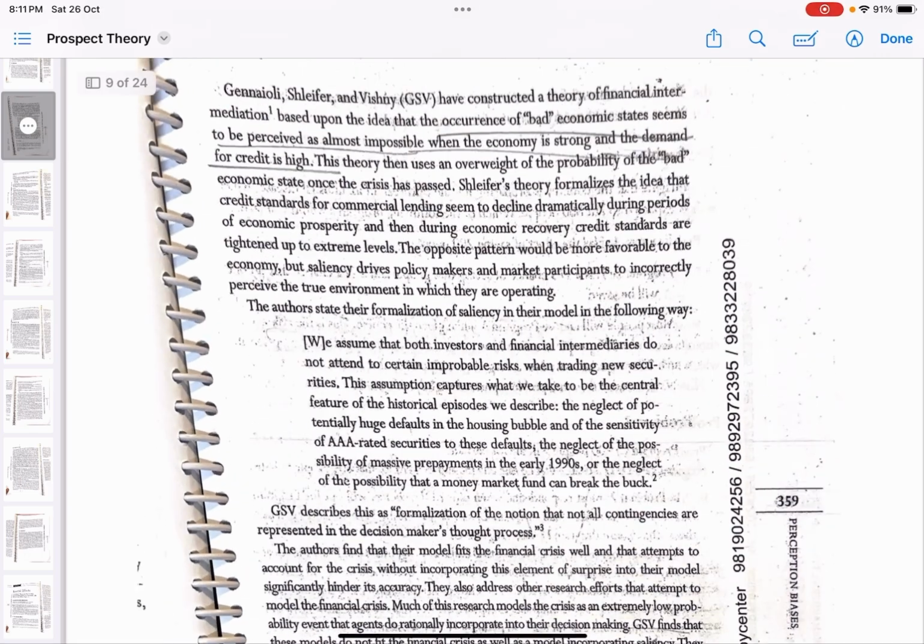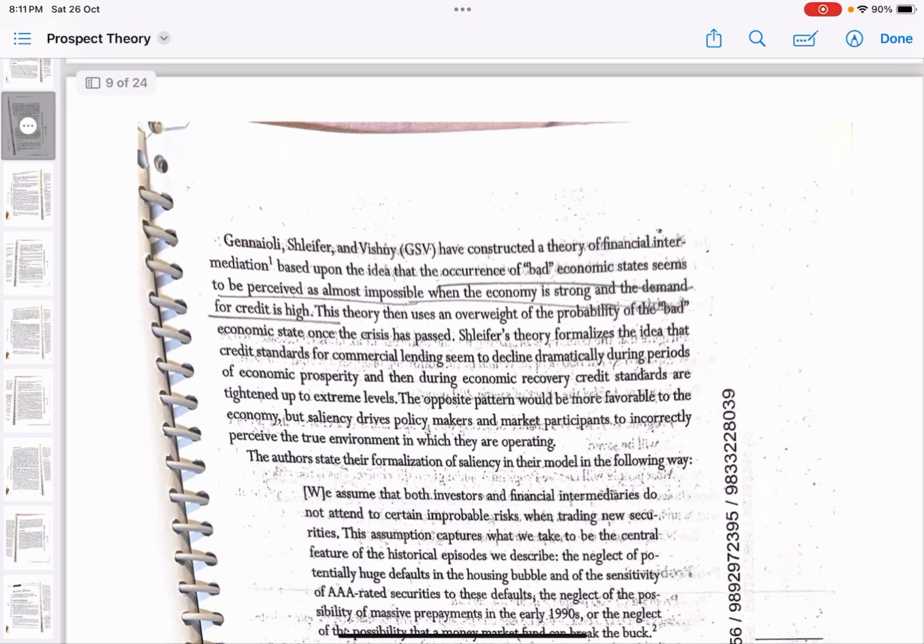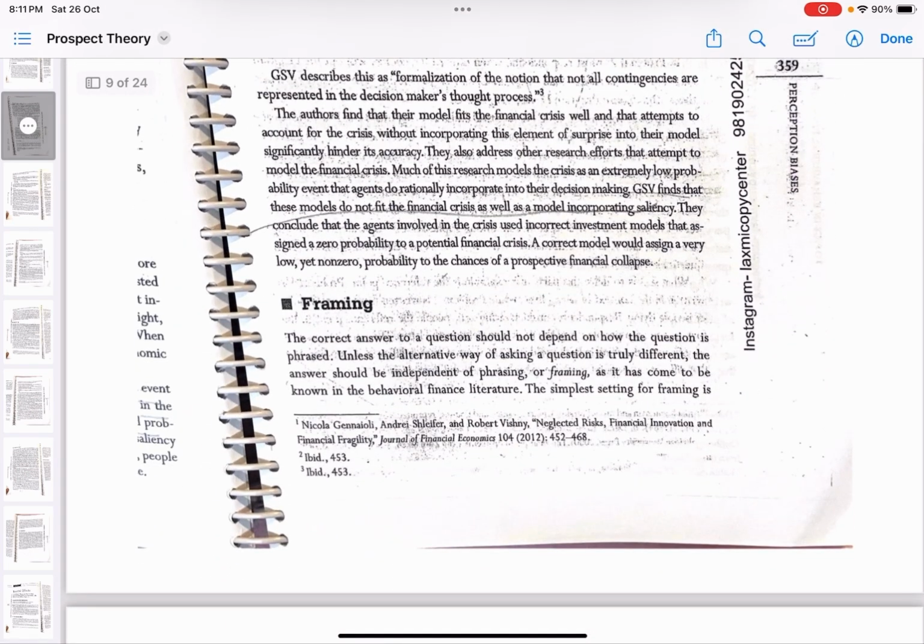GSV, now GSV is what we have discussed. It is Gennaioli, Shleifer, and Vishny. These three are very important people because they have given significant contributions to the perception biases, most importantly, saliency. GSV describes this as a formalization of the notion that not all contingencies are represented in the decision maker's thought process. So when we are actually making a decision, we will not assume that the worst will happen, right? We might not take into account every single thing that might happen.